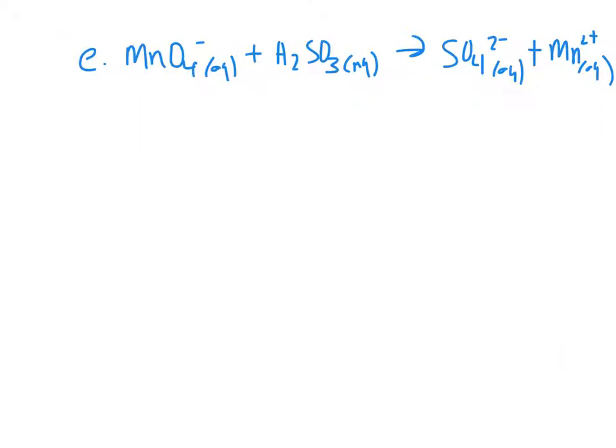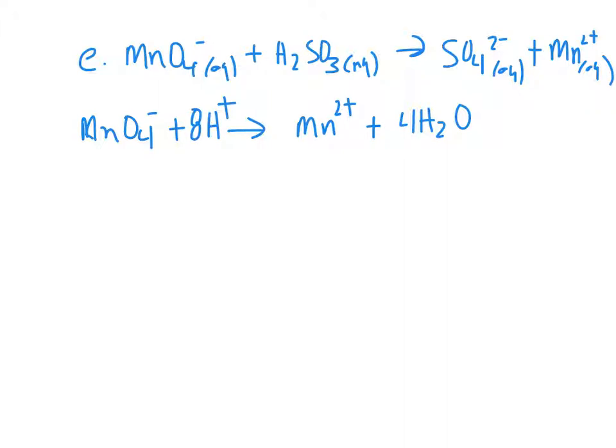In part E, I've got permanganate and sulfurous acid combining, and I'm ending up with sulfate ion and manganese ion. So if I start with the MnO4-, becoming Mn2+, my manganese is balanced, but I need 4 waters to balance my oxygen. And that means I'm going to need 8 hydrogen ion on the left side. And when I go to balance my charge, I have a charge of +7 on the left and +2 on the right, so I add 5 electrons to the left to balance out the charge.